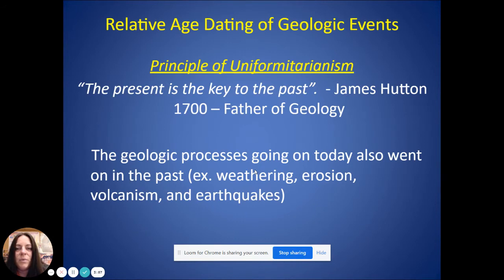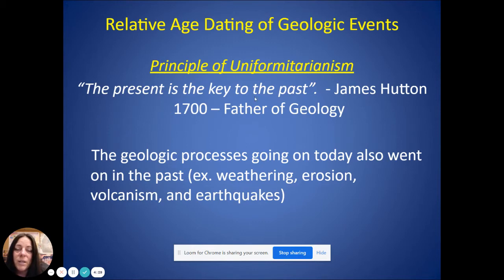So, types of ways to do our relative age dating. Things we have to know. First is the principle of uniformitarianism. The father of all geology is a Scotsman by the name of James Hutton. In the 1700s, he used to take people up to a beautiful bluff on the side of Edinburgh Castle, and you could see some old fossil remains up there. So even during that time, he would take nice little geology field trips, if you will, and his famous quote is, "The present is the key to the past."